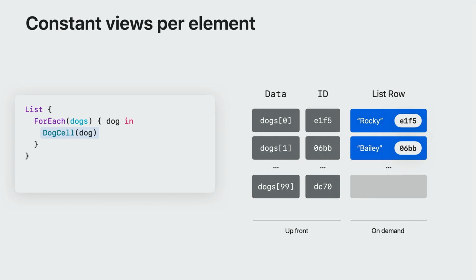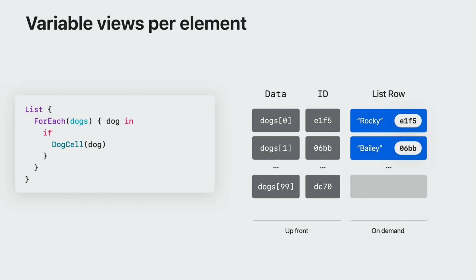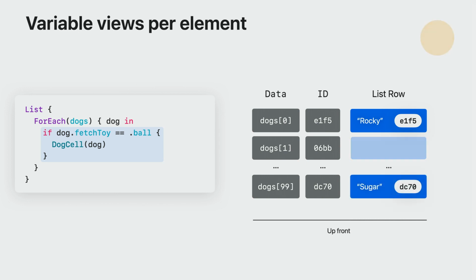But it can only do this efficiently without visiting all the content if the content resolves to a constant number of rows. As an example, let's say we want to refactor our list to only show those dogs that like to fetch a ball. It might be tempting to add a filter using a conditional view, like this. Here, the number of views is variable. It's either 1 or 0. This is bad because it results in list needing to build all the views to retrieve the row identifiers, because it doesn't know how many views each element resolves to.